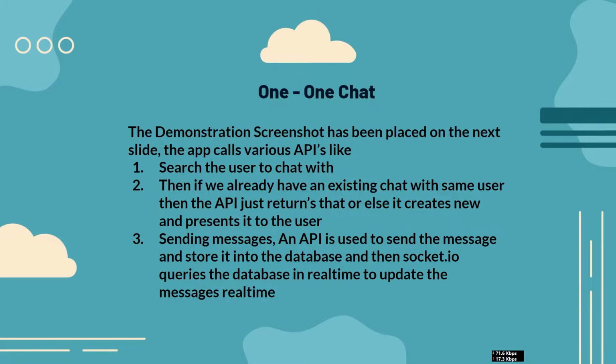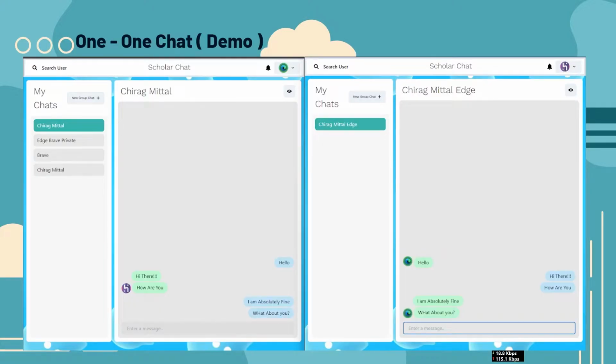And there is this typing indicator feature which you might have seen in WhatsApp. That feature also has been implemented in my app, and it lets us know that the other person is typing something in the chat. Here is a screenshot of the working of my app. In the left, we have the first user. In the right, we have the second user. As you can see, the first user is named Chirag Mittal and the second user is named Chirag Mittal Edge. And both are chatting.